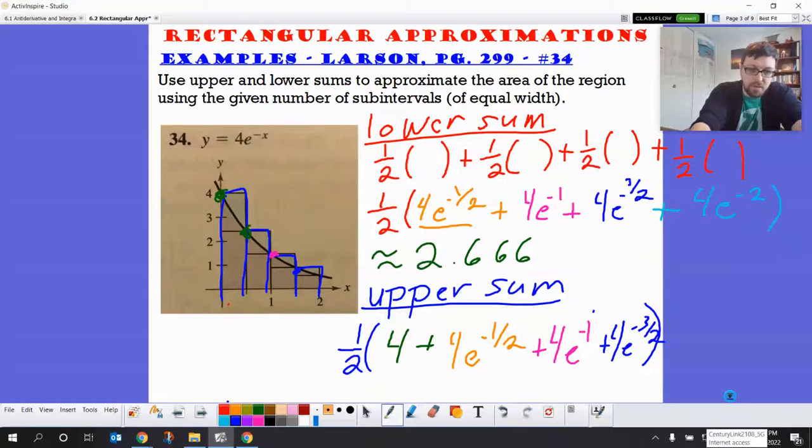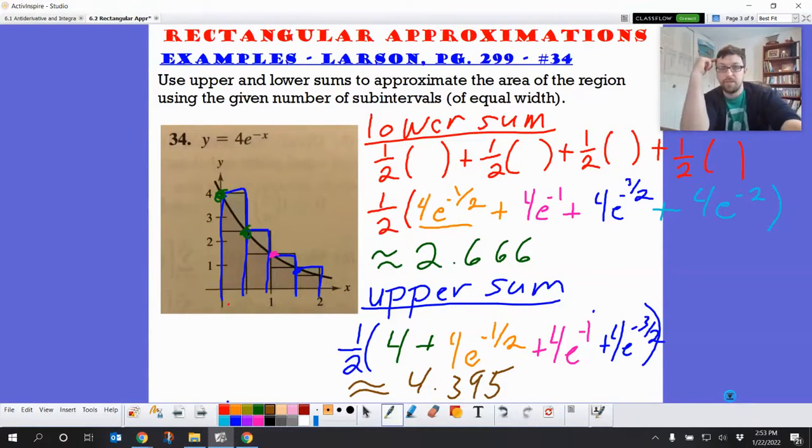Again, not really worth our time. This turns out to be approximately 4.395 when you type that into your calculator. Well, neat. So we know that the actual area underneath that curve is somewhere between 2.66 and 4.395.